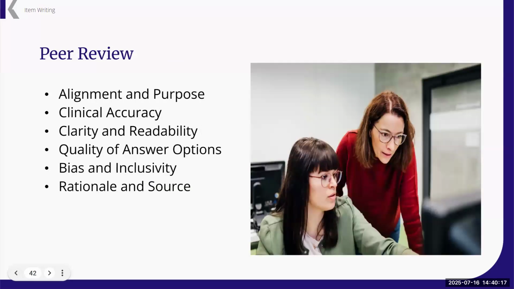As we wrap up our conversation, there's one final step I want to emphasize, and that's peer review. Even the most experienced item writers benefit from having a second set of eyes. And here are some key areas your peer review should focus on. Alignment and purpose. Is the item clearly tied to a learning objective or competency? Does it match the cognitive level and the clinical judgment measurement model step you intended to assess?